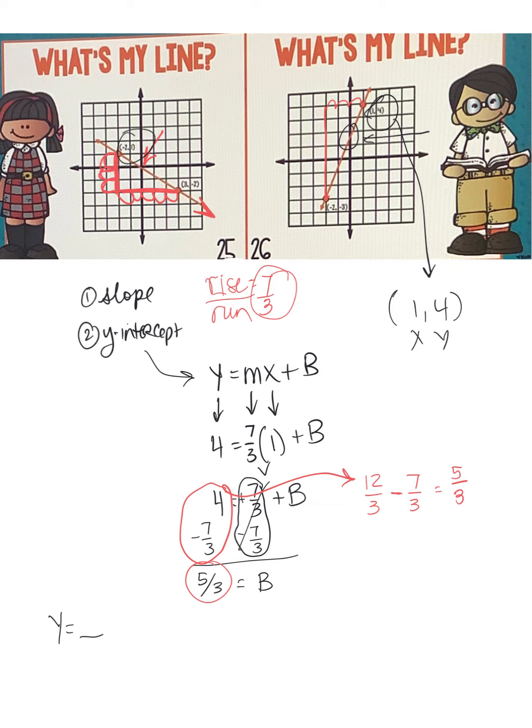Y equals the slope times x and your y-intercept. Your slope is 7/3, so that goes here. Y equals 7/3 x plus 5/3, because 5/3 was positive. And there you go. I think we have 2 left. We're almost done.